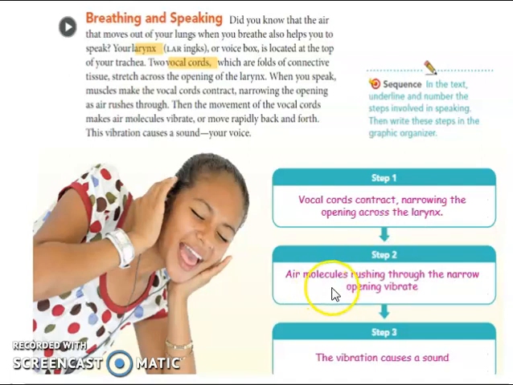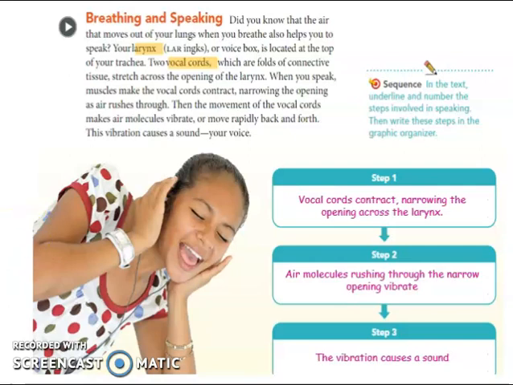Air molecules rush through the narrow opening and start to vibrate, and the vibration causes the sounds. That is how we can talk, how we can sing, and how we can create sounds through our vocal cords. So that is the way we breathe and speak.